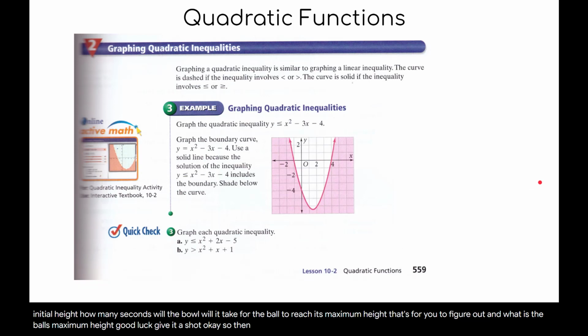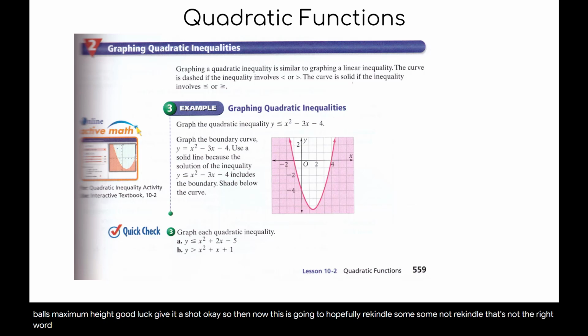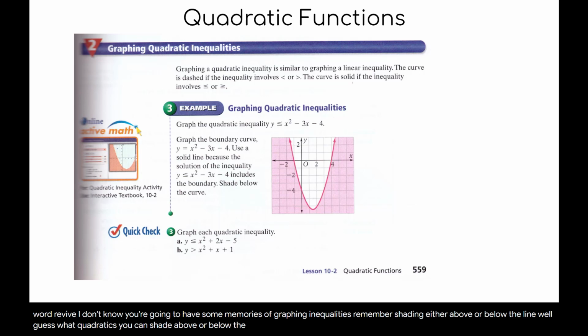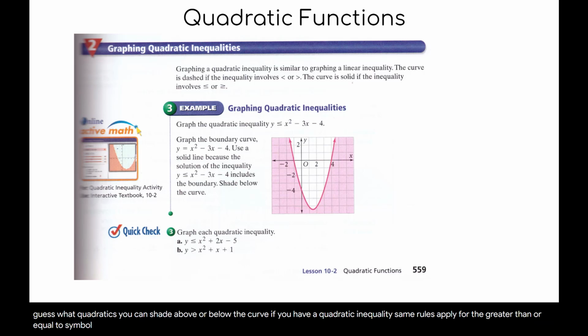Okay, so now this is going to hopefully revive some memories of graphing inequalities. Remember shading either above or below the line? Well, guess what? With quadratics, you can shade above or below the curve if you have a quadratic inequality. Same rules apply for the greater than or equal to symbol. If it is greater than or equal to, or less than or equal to, then the line is solid. If it is just greater than or just less than, then the line is dashed.